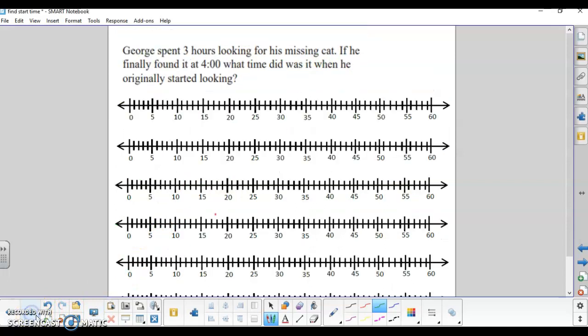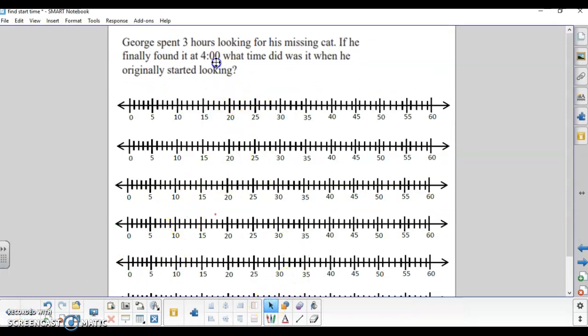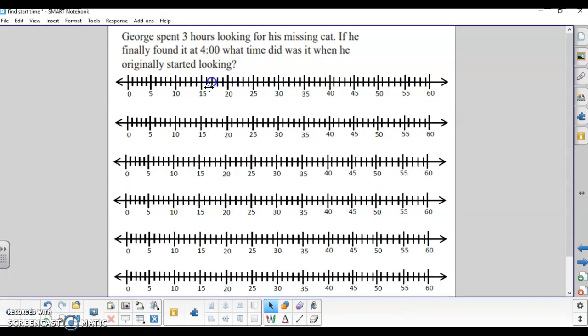I'm going to have you hit pause, and you will be able to use your number line. The first thing I'm going to do is read it, and then I'm going to allow you to write your number line, and then we will check our work. George spent 3 hours looking for a missing cat. If he finally found the cat at 4 o'clock, what time was it when he started looking? Go ahead and label your number line. Remember, it has given us an end time of 4 o'clock, so we're starting at the end of our number line, which is at the bottom of the paper. Hit pause, make your number line.